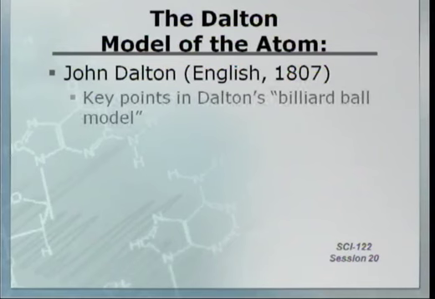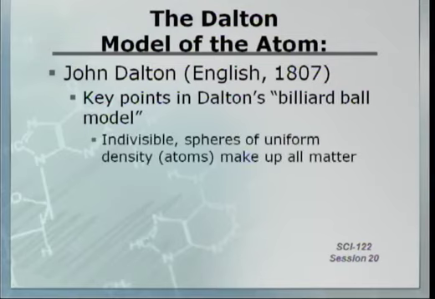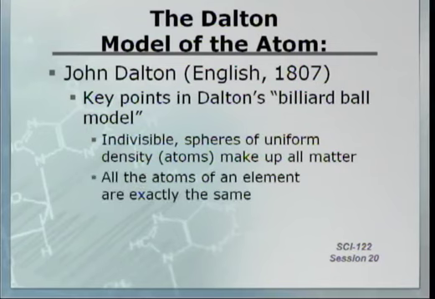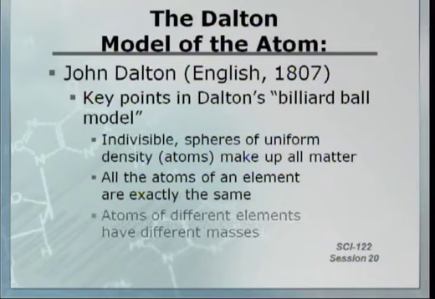So let's see what that looks like. In coming up with his model, he came up with some key points, and he called this a billiard ball model. It's kind of like billiard balls or pool balls. They were basically indivisible spheres of uniform density, and these atoms made up all matter. He also says that all the atoms of an element are going to be exactly the same. So you have these identical marbles or billiard balls for the atoms that build up all of the material representing the same element. And if you have different elements, then the atoms of different elements will have different masses. Okay?